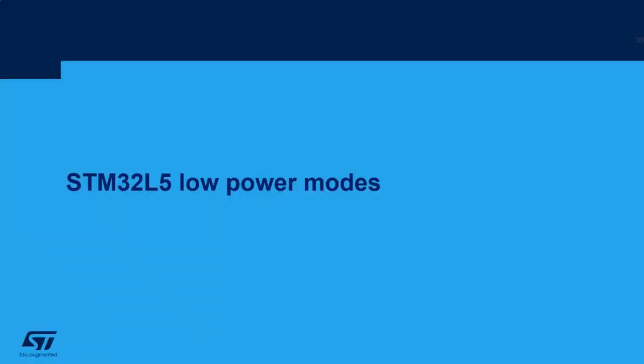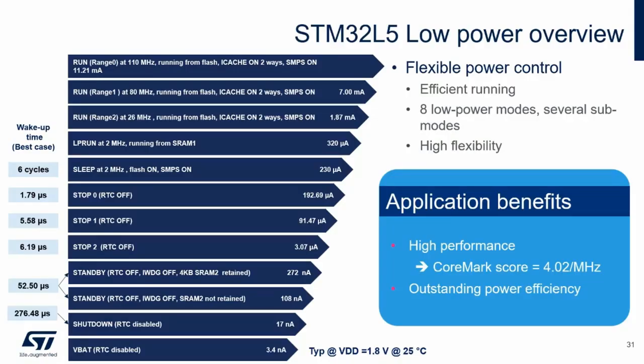Thank you, Martin. Let me continue with next section, which is related to STM32L5 low power modes. As already mentioned before, STM32L5 has a wide range of operating modes. On this picture, you can see their overview and comparison. Starting from the top, there is a run mode. We can notice that for maximum system frequency, which is 110 MHz, consumption is on the level of 11 milliamps. Of course, it is possible to use so-called clock gating and reduce system clock. For 80 MHz and 26 MHz, consumption is 7 milliamps and below 2 milliamps, respectively.